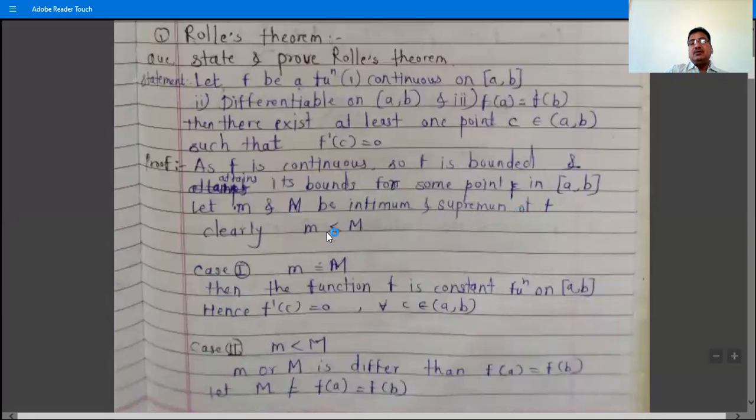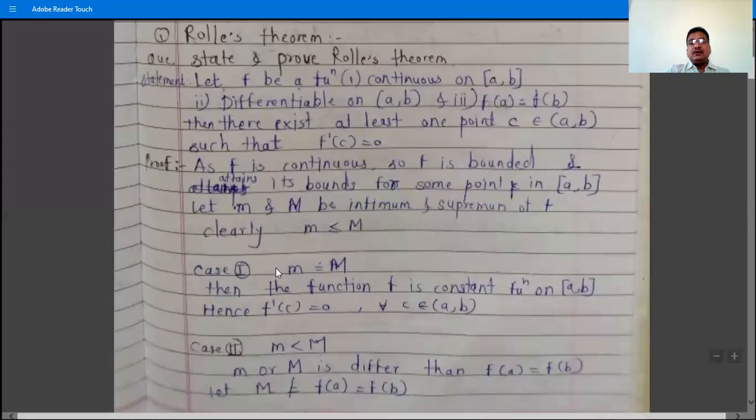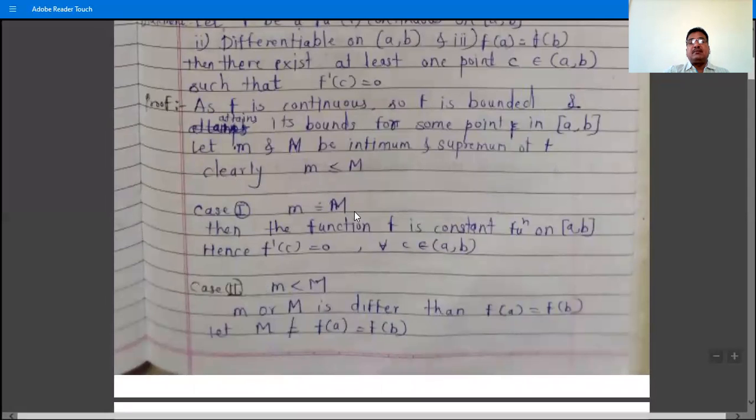So note these things: small m is the image of some element under this function, and capital M is also the image of some element from the set [a, b], because this function f is a function from the closed interval [a, b] to R. So small m is always less than or equal to capital M. Case number 1: suppose small m is equal to capital M. Then the function f is a constant function on the closed interval [a, b].